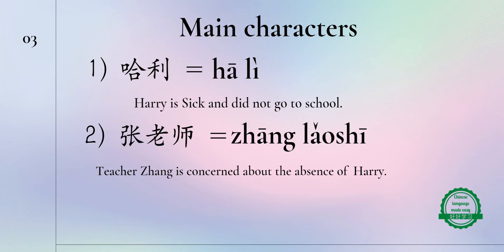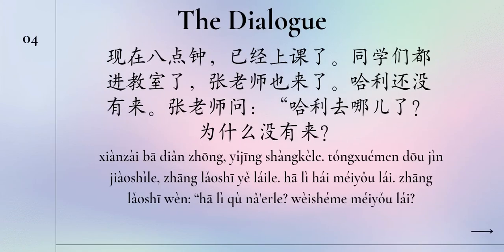Now we have two characters in this dialogue. The first one is Ha Li. Ha Li means, in English, Harry. So Harry is sick and he did not go to school. And another one is Zhang Lao Shi, teacher Zhang, who, as I mentioned, is concerned about the absence of Harry. So this is the dialogue.